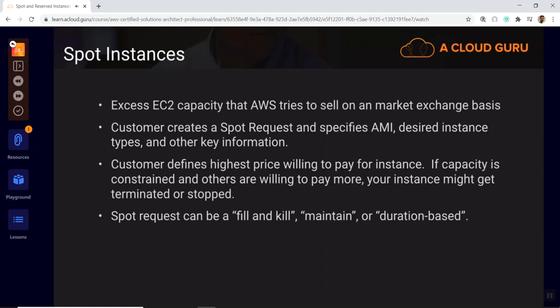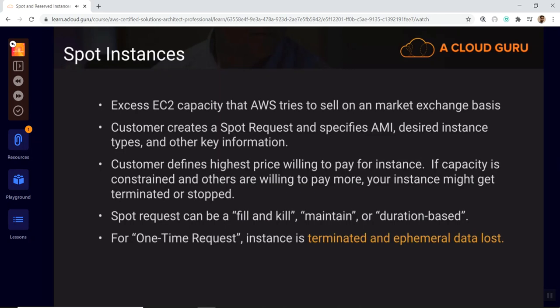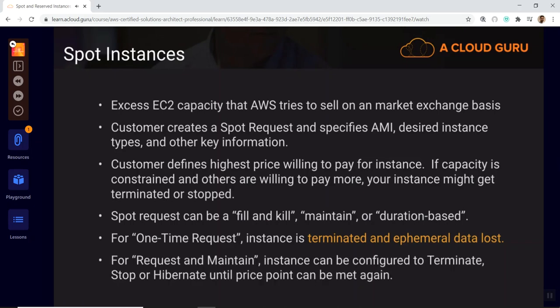Duration based is a finite period of time. So for example, maybe I only need a spot instance for 3 hours, and I can set up my price, I can set up the duration, and then after that duration is over, my spot instance gets terminated and that request goes away. So for the one-time request, the fill and kill, whenever the price gets above my price point, the instance is going to be terminated and any ephemeral data I had there is going to be lost. But for the request and maintain, I can configure the instance to terminate, stop, or hibernate until the price point can be met again. So I don't necessarily have to destroy or lose my data.